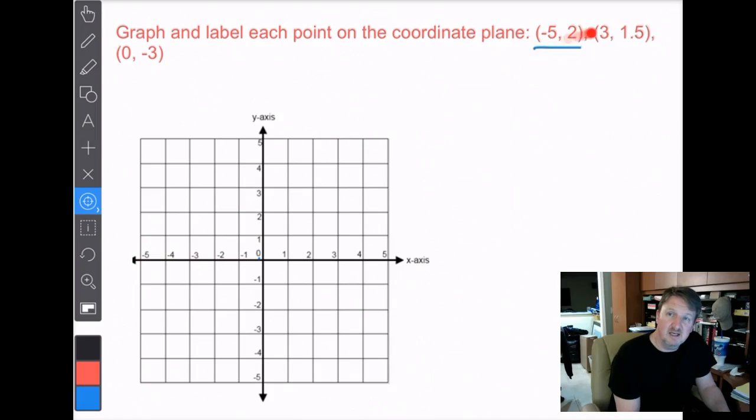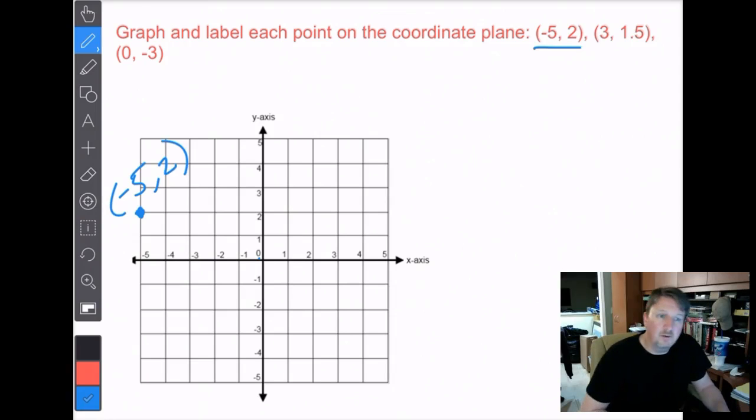And then the second number is positive, so that tells me I have to go up 2 places. So I go up 1, 2. And guess where my point is? Right there. Okay. And we can even label it -5, 2.